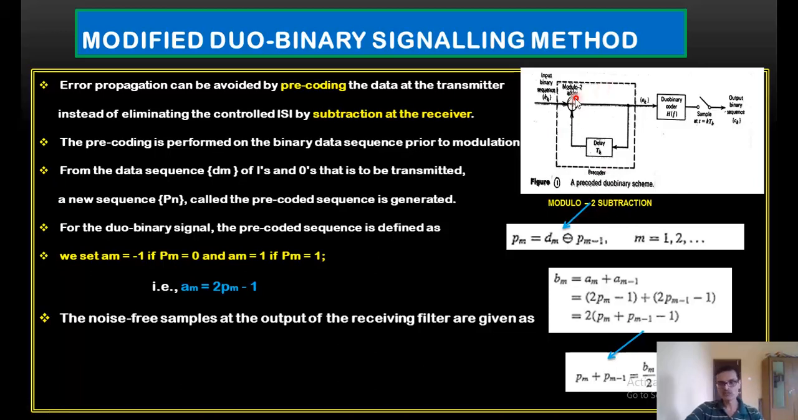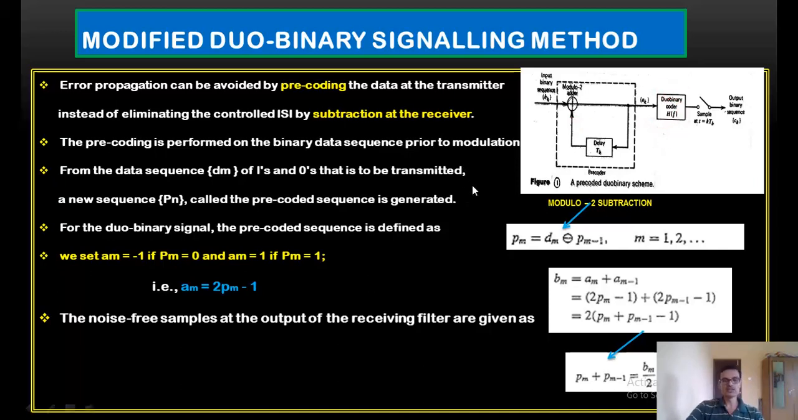So what we have here, we have a XOR function which performs a modulo 2 subtraction, or you can call it as addition, with what? The previous output of the XOR gate. So that means it is a delay network. The output of the XOR gate is delayed by a TB seconds and given as input. The present bit is actually XORed with the previous output of the XOR gate. Then again it is given to the DuoBinary coder.